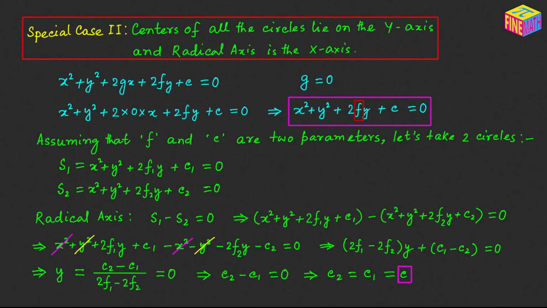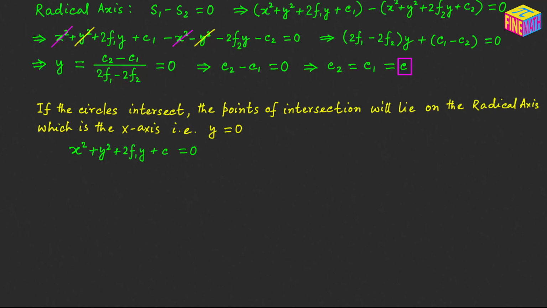So the general equation of this system of coaxial circles can be written as x squared plus y squared plus 2fy plus c equals 0, where f is some real number, and the assumption is that the centers of all of the circles lie on the y-axis and the radical axis is the x-axis. Here again, we are going to do a little bit of analysis for the value of c. If we assume that the circles intersect, then the points of intersection will lie on the radical axis, which is nothing but the x-axis. That means the radical axis's equation is y equals 0.